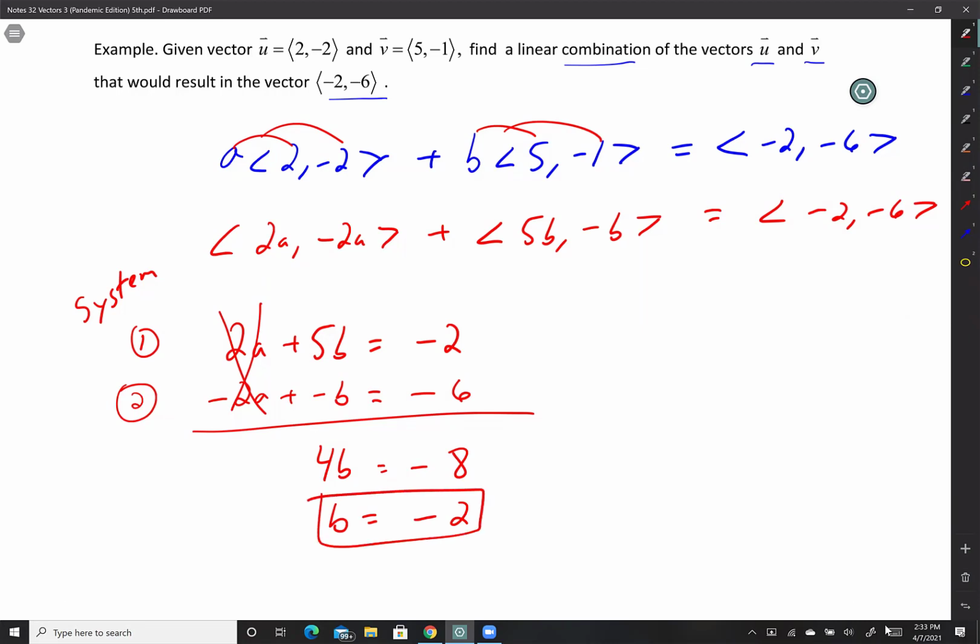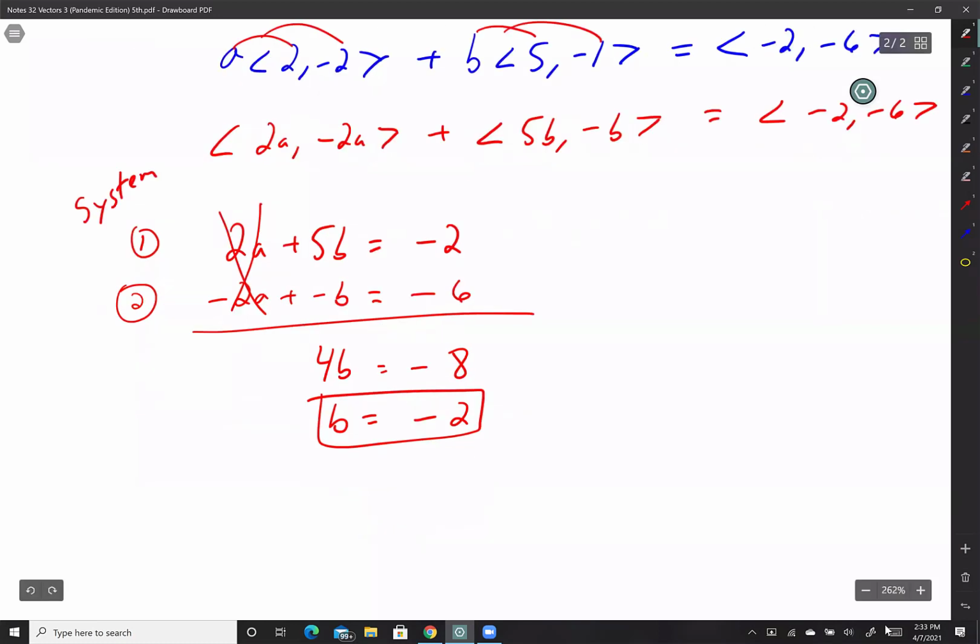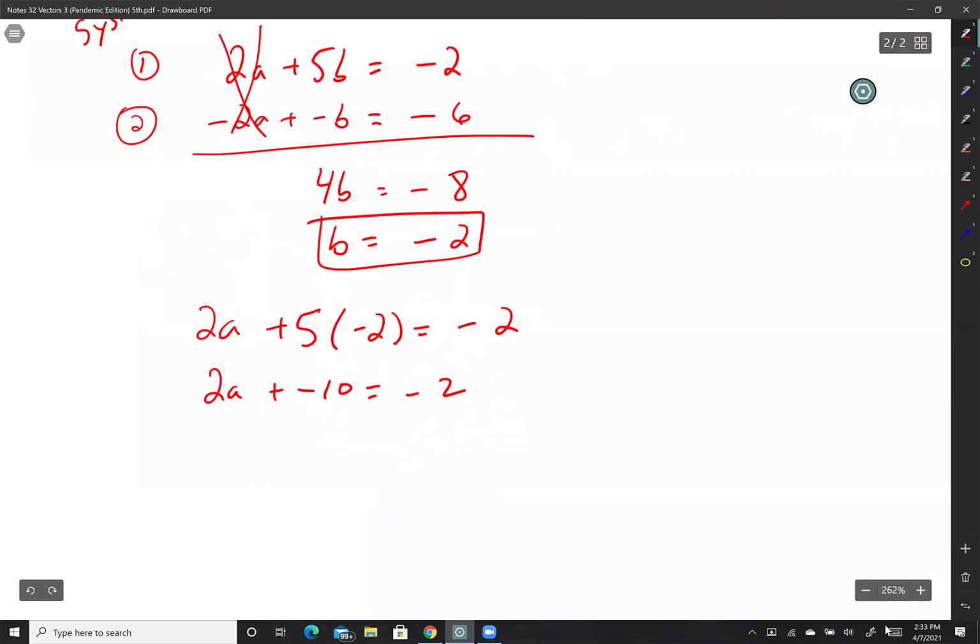Now that you know that b is negative 2, guys, you can find a. So 2a plus 5 times negative 2, all that equals negative 2. And you're just going to write 2a minus, or I guess I'm going to write plus a negative 10 here, equals negative 2. And then add 10. Maybe that's not conventional that it says plus a negative 10. So 2a equals, add 10, 8. A equals 4.